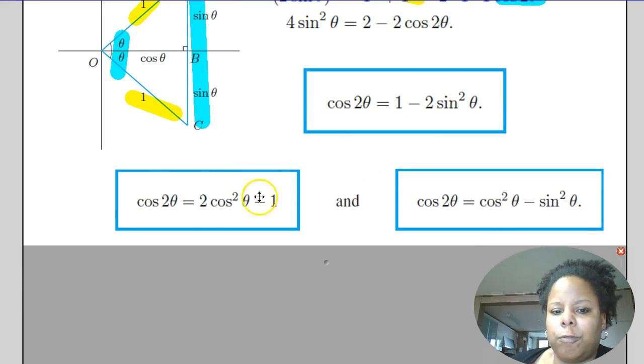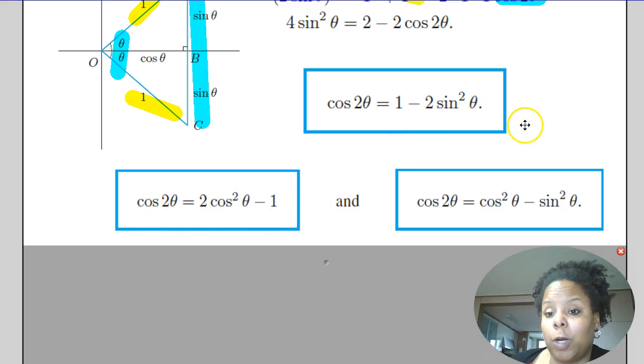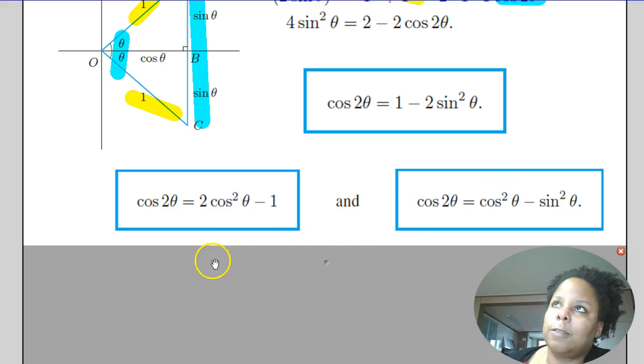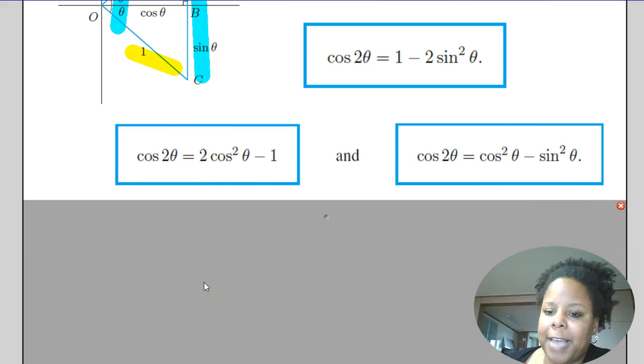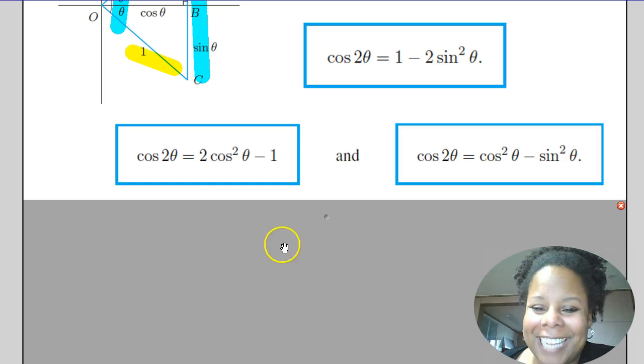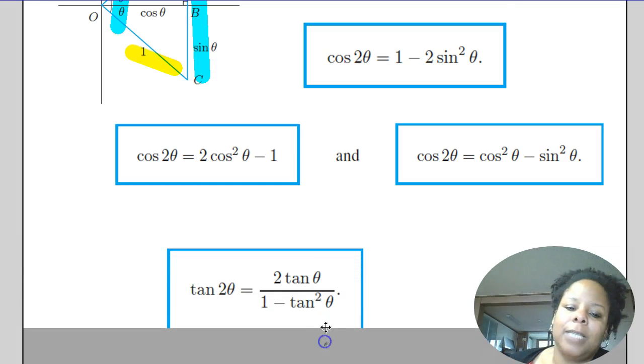I can also solve for cosine 2 theta using the Pythagorean identity. This is another version of cosine 2 theta, because since sine squared plus cosine squared is equal to 1, sine squared is equal to 1 minus cosine squared theta, and that's where I get this, and then I also have this as well. You can do that algebraically using the Pythagorean identity.